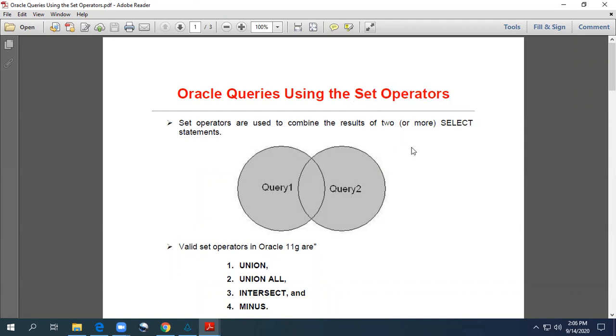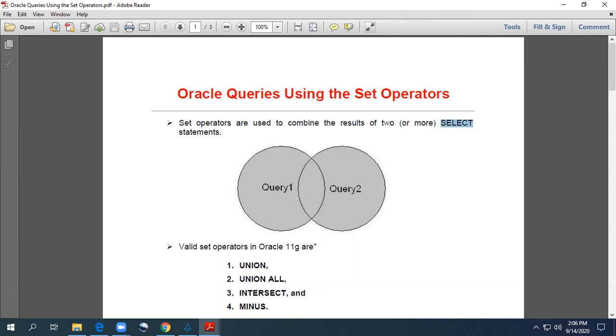In the SQL family also, there is a provision of set operators that you can use to solve different queries. We will discuss in detail, with examples in this session, what set operators are available in Oracle. Set operators are used to combine the results of two or more select statements.